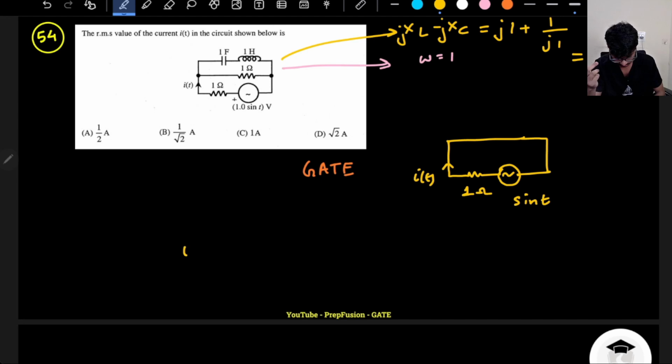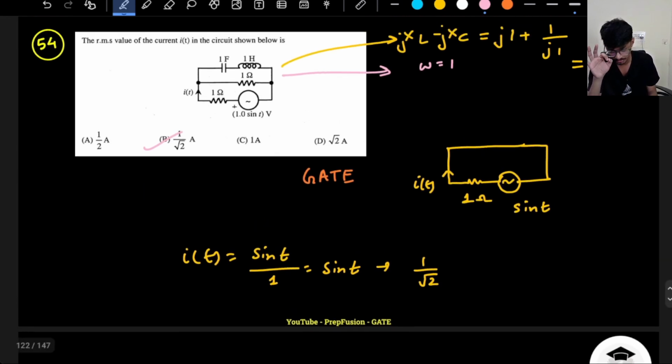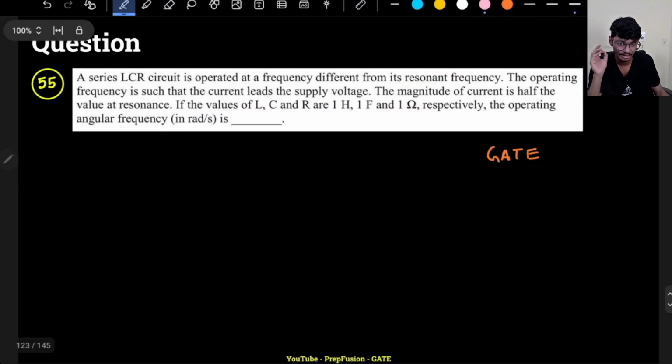So what is the current? I of t is what? This is voltage by resistance. So sine t divided by 1 ohm. So it is sine t only. And what is the RMS value of sine t? RMS value is 1 by root 2. RMS is the peak divided by root 2. Peak value is 1 ampere. Peak divided by root 2 will be the RMS, that is 1 by root 2. So option B will be the correct answer of this question. Very simple and easy question to solve.